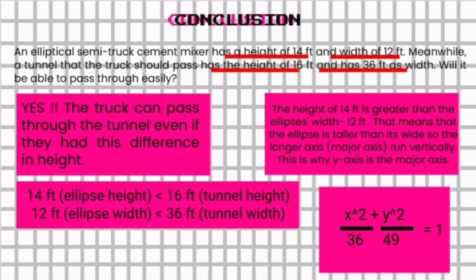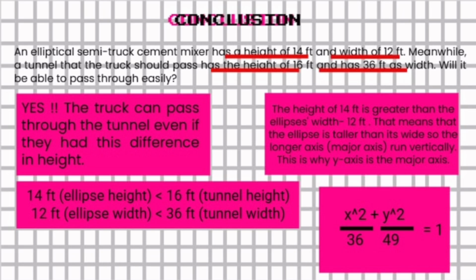So, going back to the problem, will it be able to pass through easily? The answer is yes. The truck can pass through the tunnel even with this difference in height, because the ellipse height of 14 feet is less than the tunnel height of 16 feet, and the 12 feet as ellipse width is less than 36 feet as the tunnel's width.